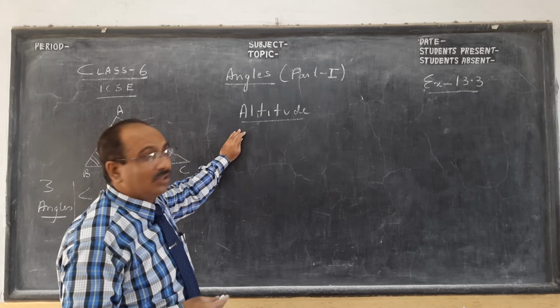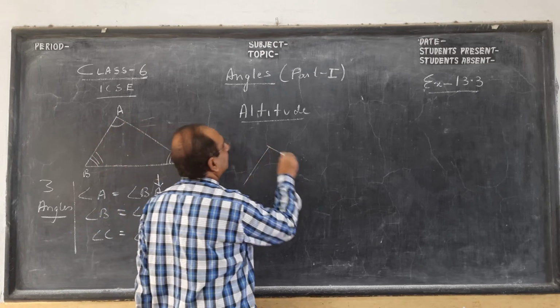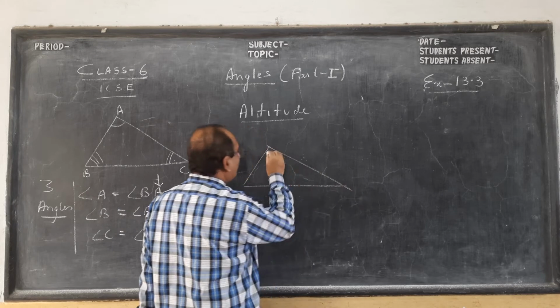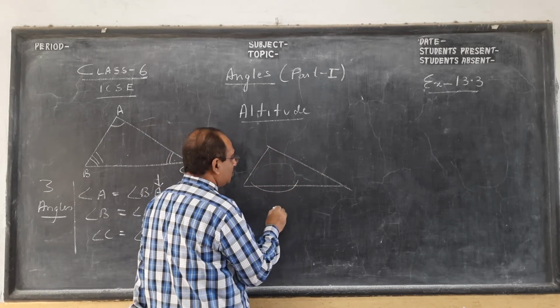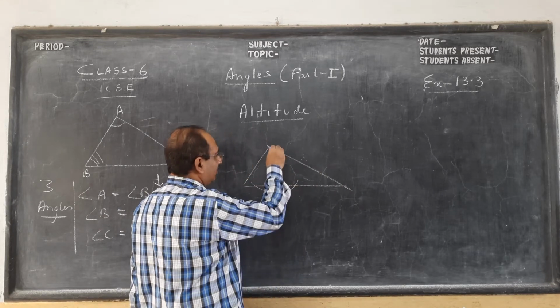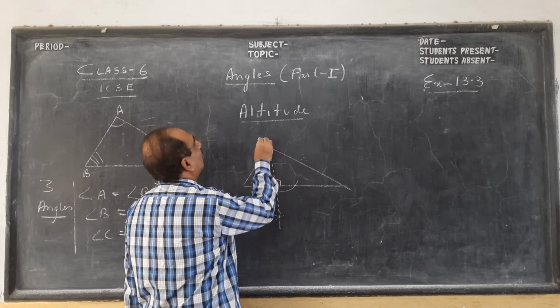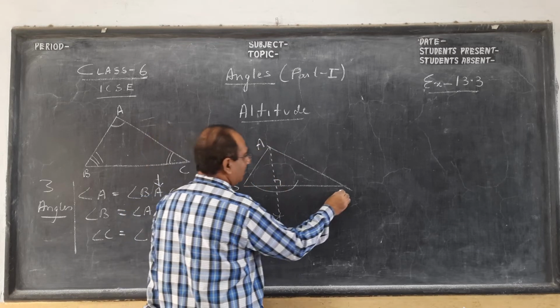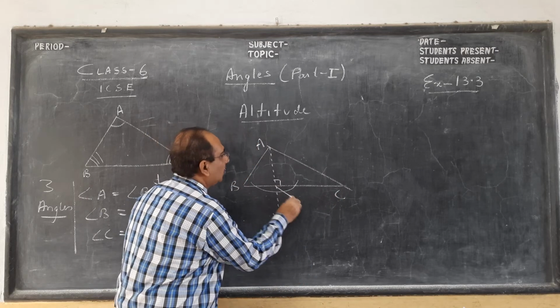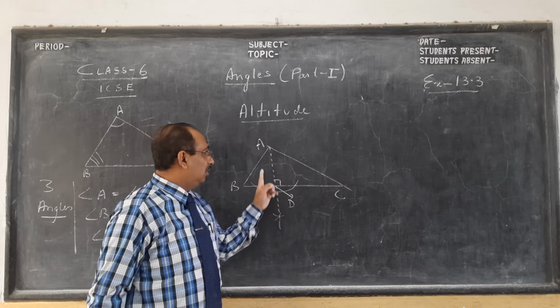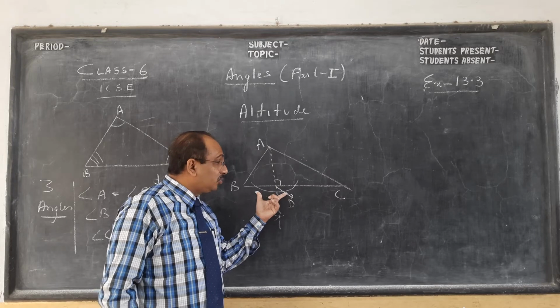Altitude. What is an altitude? In a triangle, if you drop a perpendicular here, I'll teach you how. I think I have made a video for this in class 9. Okay, this is called an altitude. Suppose a triangle ABC is there, a line joining a vertex perpendicular to the other side.